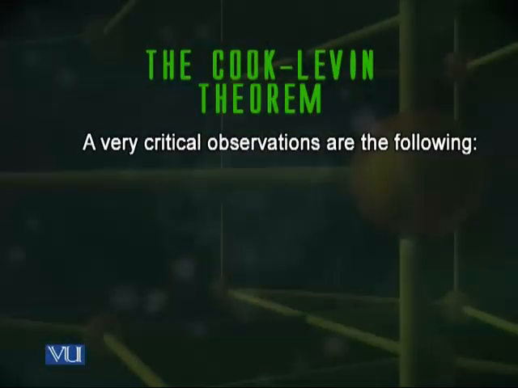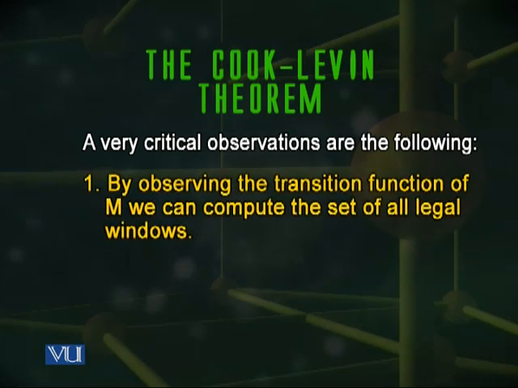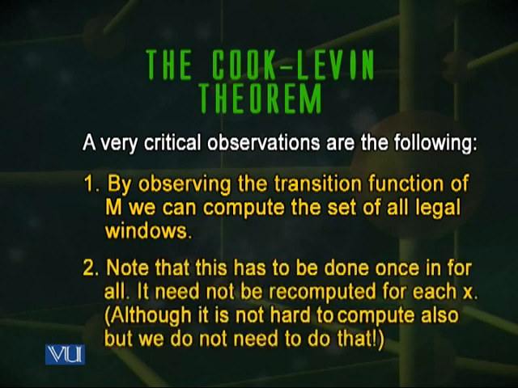Here are some very critical observations that I want to make. They are very critical in the proof and they are very important for you to understand. First observation is that by looking at the transition function of M, we can compute the set of all legal windows. The second observation is that computing all legal windows can be done once and for all. For that, I do not need to have any input of the machine M. So it does not need to be computed for any given input. Although this point is not that critical in the proof, it's important that by looking at the machine only, and no input of it, I can compute all its legal windows.